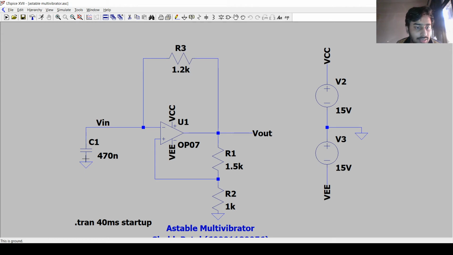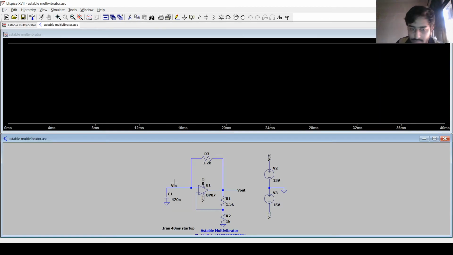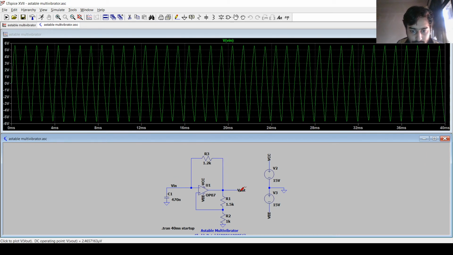The capacitor starts charging to plus beta Vsat when the output is plus Vsat, and it starts discharging to minus beta Vsat when the output is minus Vsat. So now let's run.